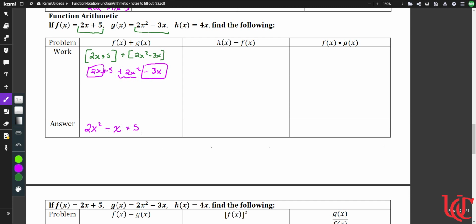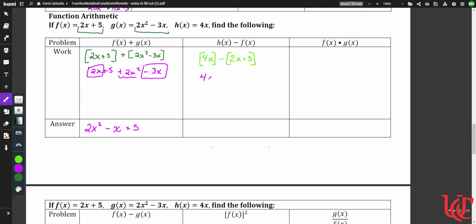All right, if I'm subtracting, I definitely need to have those brackets with my problem. So I am going to do h of x, which is 4x. And I've got a minus sign. This is one term, but I'll put it in brackets. F of x, which is 2x plus 5. But remember, all of that is being subtracted, so make sure you put it in brackets so that you remember to distribute or change every sign to negative.